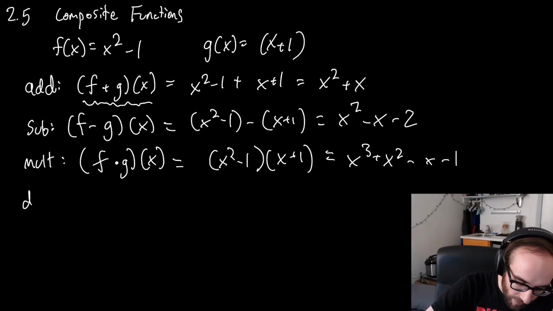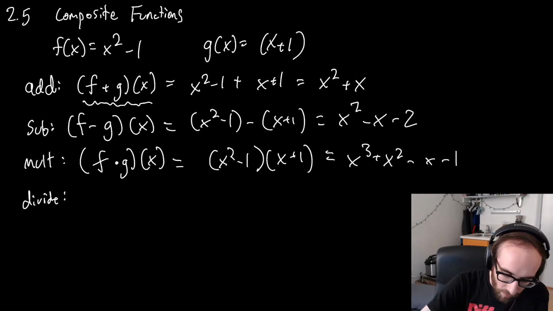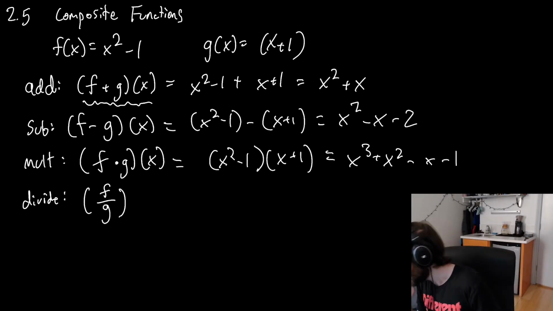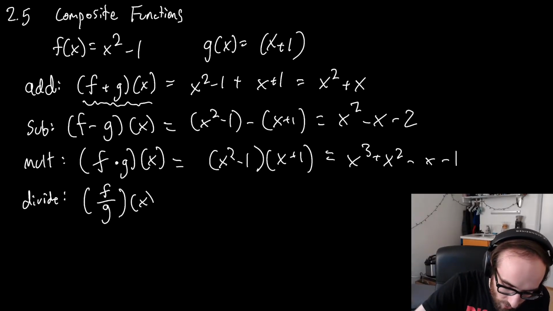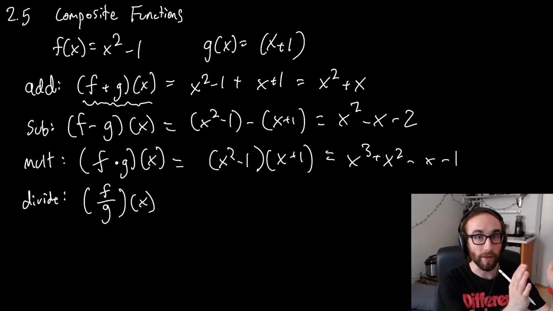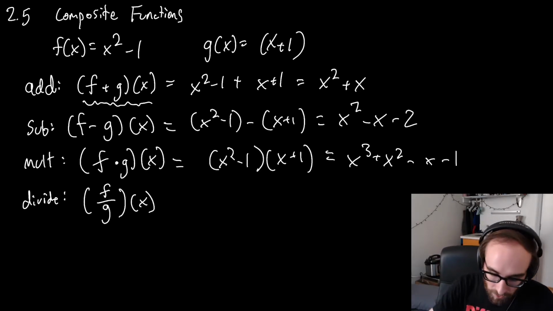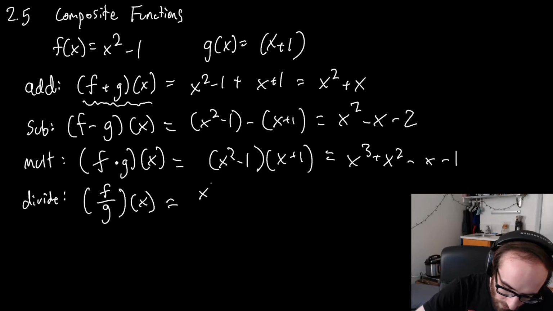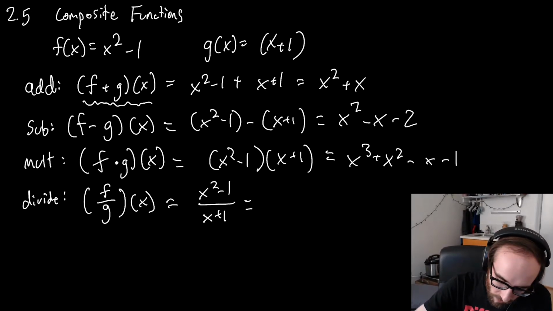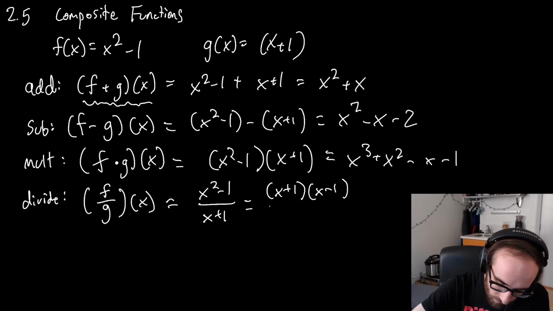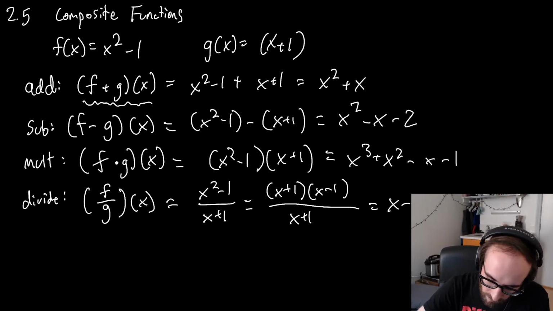Finally, we have dividing, where we have f divided by g of x. So any operations we're performing, we'll write in front of the x and kind of like the letter or the function part of the f of x notation. So here, x squared minus 1 over x plus 1. We can actually divide this because we can factor x squared minus 1 into x plus 1 times x minus 1 over x plus 1. And then we end up with x minus 1.